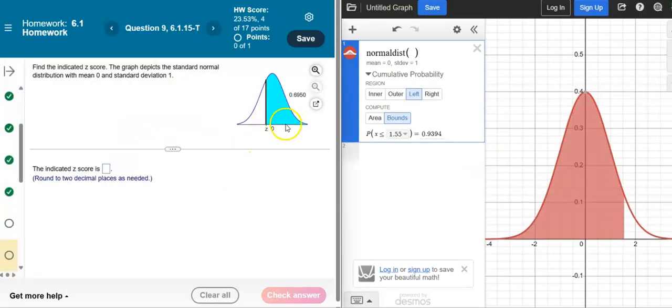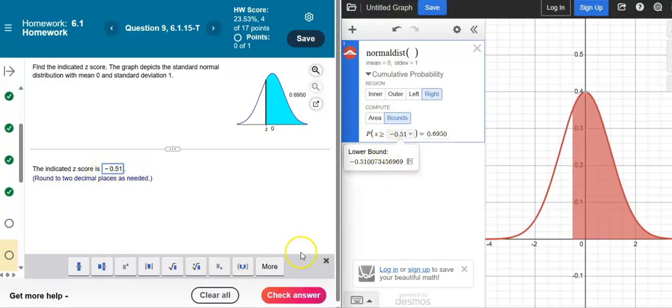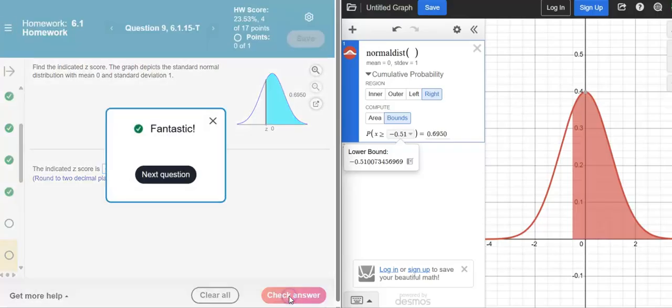All right, this one again, we're looking for the z-score. This z-score is negative because it's below 0, and it's shaded now to the right. So I'm going to select to the right. This is a bounds because I'm given an area. I'm looking for a z-score. I'm going to type the z-score, I'm sorry, type the area. So 0.6950. There's the z-score. All right, to two places it's negative 0.51. And that's all I have to do for these problems.